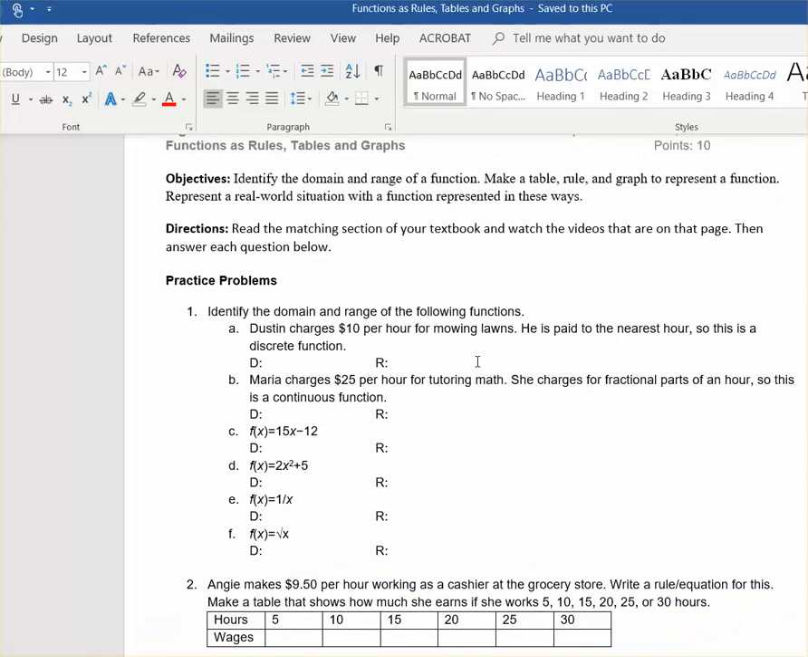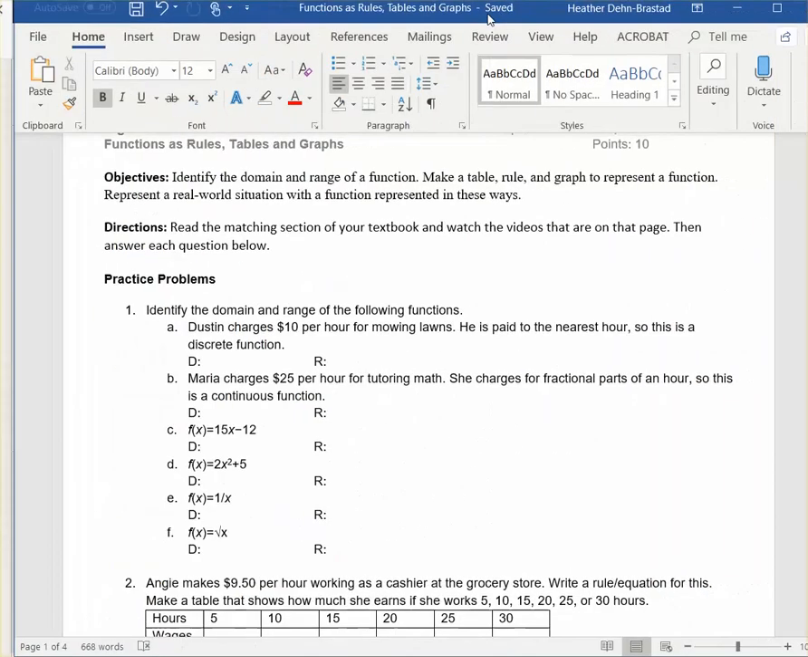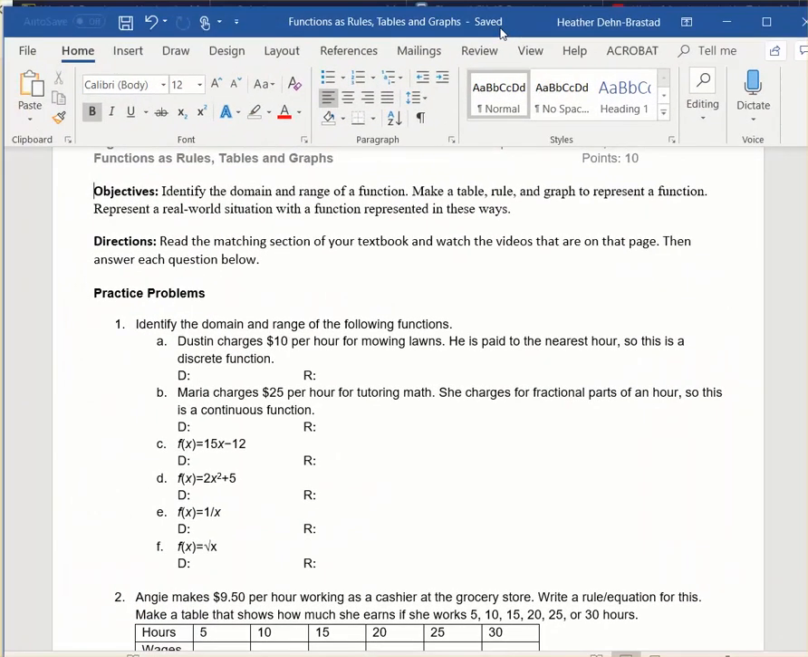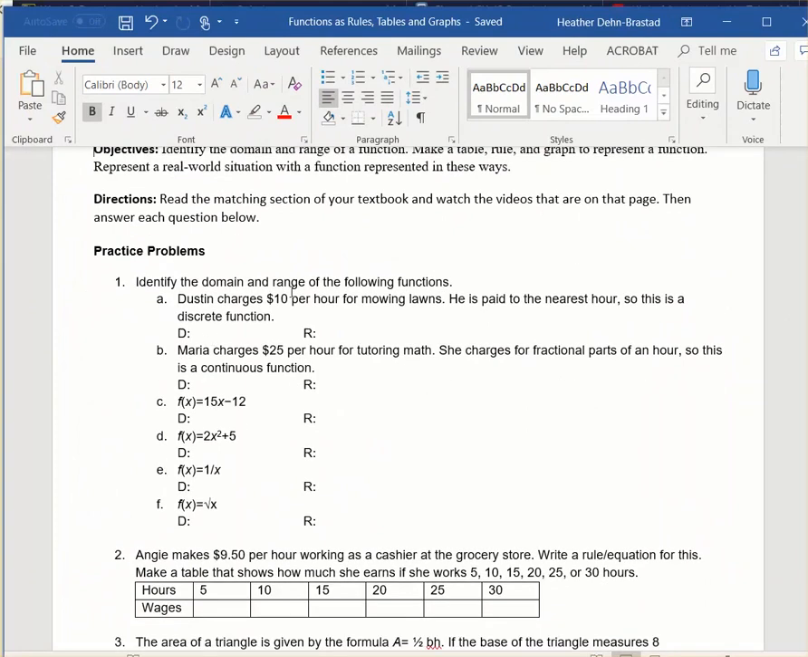Alright, so we are going to make sure we know how to find the domain and range of a function. We've been working on that. We will make a rule, table, and graph to represent a function and represent real world situations with a function represented in different ways. First of all, we're going to do a little bit of a review of domain and range.